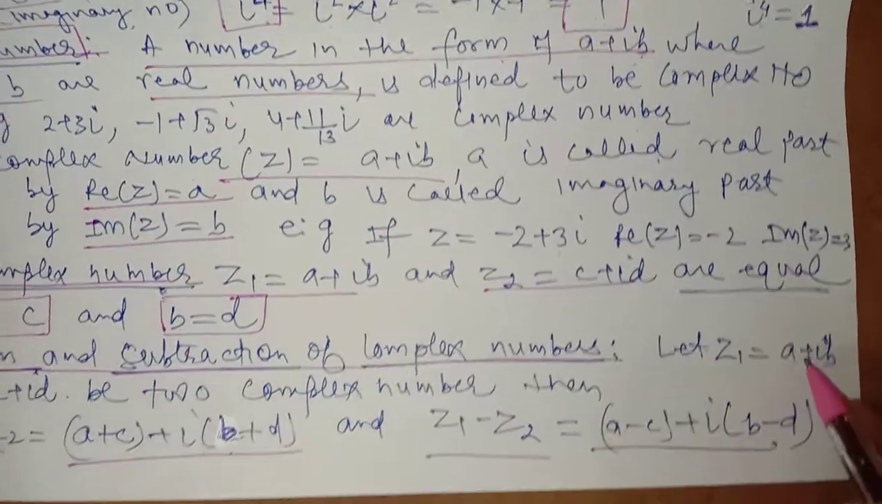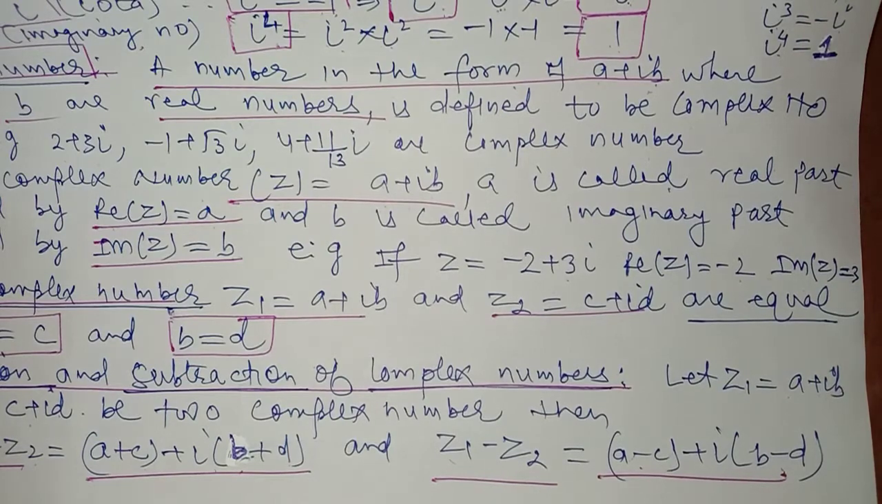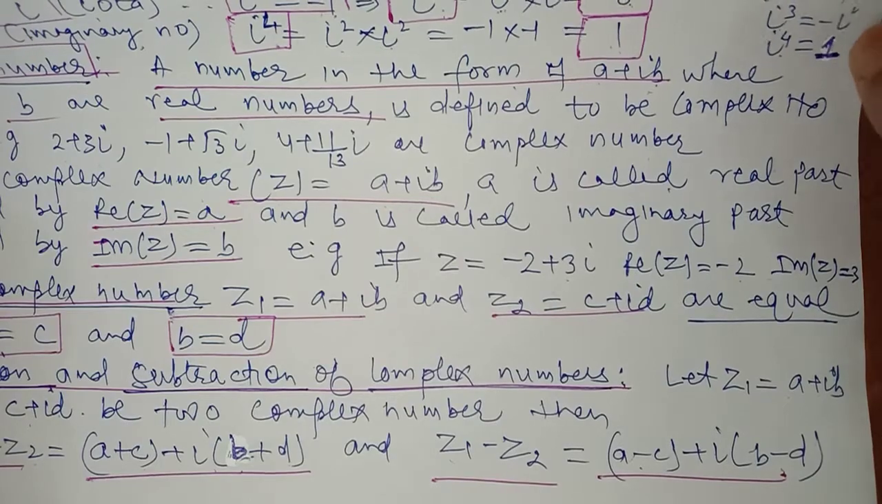but these are the real parts of z1 and z2. Similarly, for the difference of the two complex numbers, subtract the real parts of both the complex numbers, and subtract the imaginary parts of both the complex numbers, for the addition and subtraction of complex numbers.